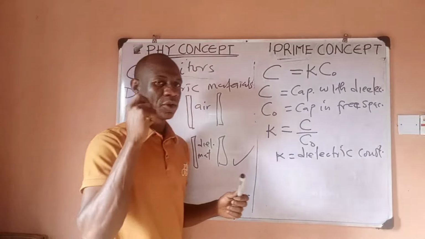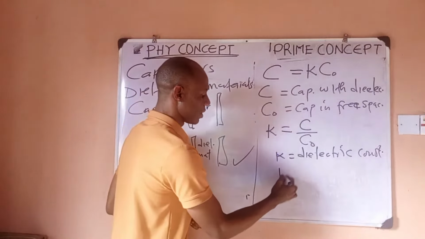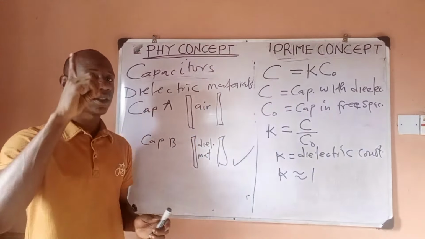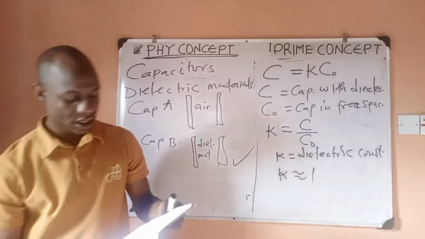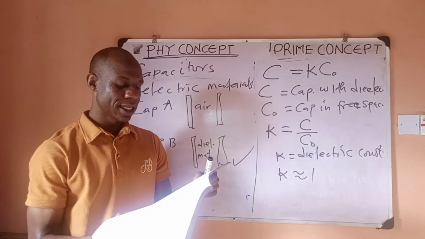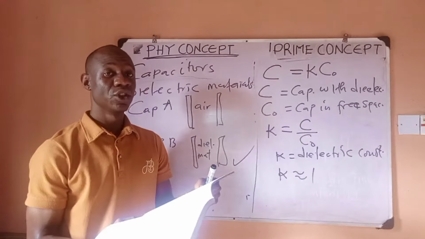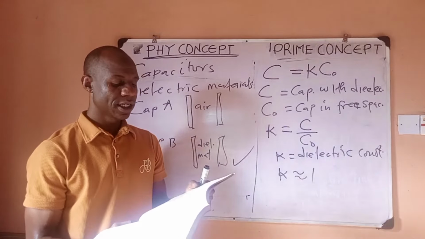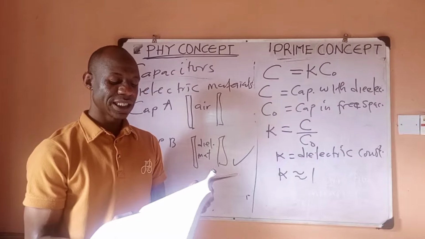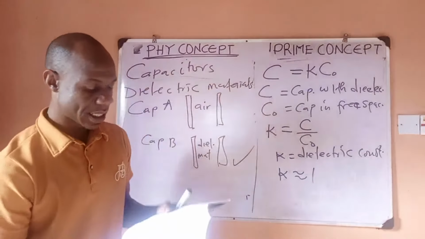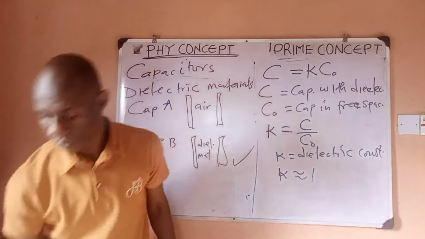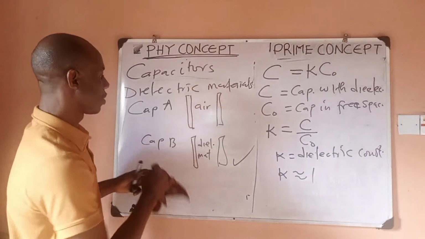For air, if you are dealing with air or free space, then it means that K is approximately 1. That is also a question I saw here. They said that the dielectric constant of air is practically taken as: option A, more than unity. Remember, unity means 1. Option B says unity, which is this. Option C says less than unity. Option D says 0. The dielectric constant of air is practically taken as 1. So you should take note of that.